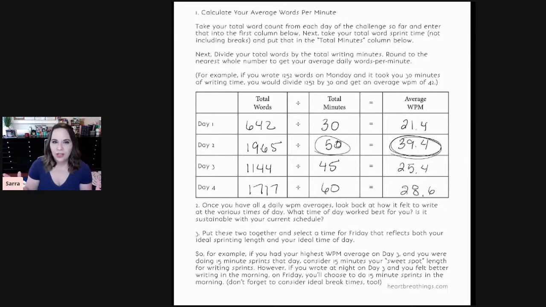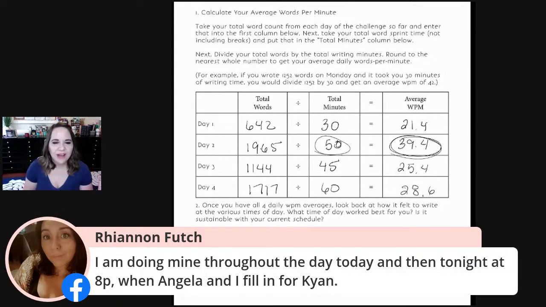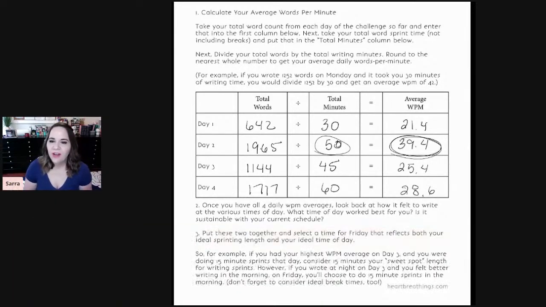So that's the first thing you're going to do once you get past your day 4 sprints today, whether you've done them or not. I see some people said they have done them. Some people said they're doing them tonight. Rhiannon, I'm doing mine throughout the day today, and then tonight at 8 p.m. when Angela and I fill in for Kyan. Oh, I didn't know you were filling in. That is cool. I'm glad you let me know.